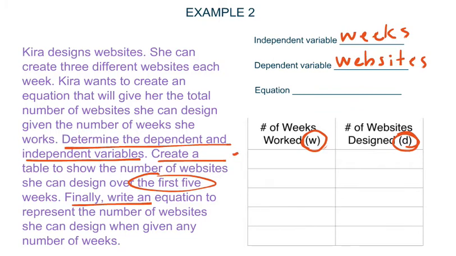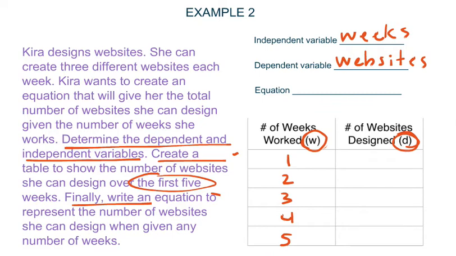Now, they want to know for the first 5 weeks. So, week 1, week 2, 3, 4, and 5. It's not always going to ask you for the first set of numbers. It might ask you for something starting with a different number. We'll get to one of those in a moment.